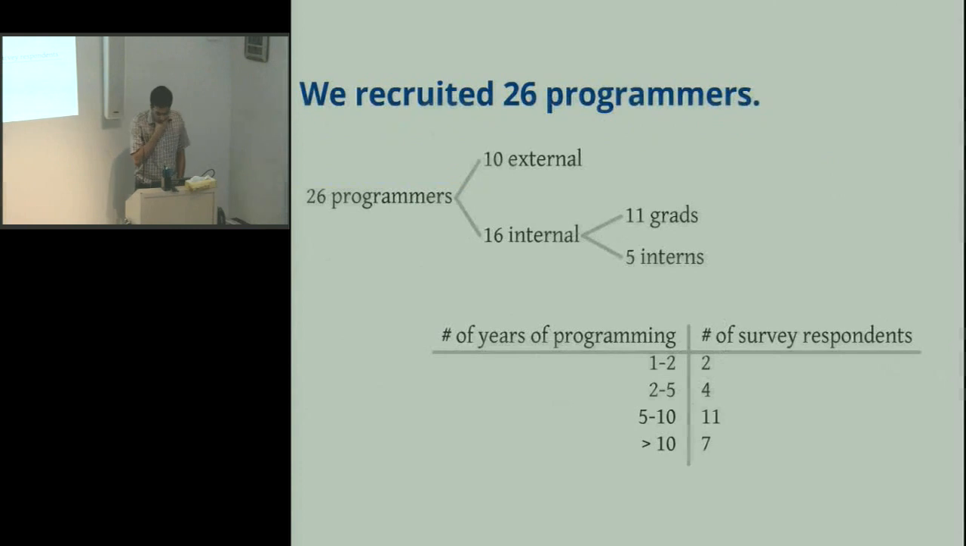So let's talk a little bit about our participants. We had 26 programmers. 10 of them we recruited by contacting the mailing lists of open source projects, and the remaining 16 were recruited from the University of Illinois. These were either graduate students or summer research interns at UIUC. As you can see, about 18 participants out of the 24 that filled out the survey had at least 5 years of programming experience.